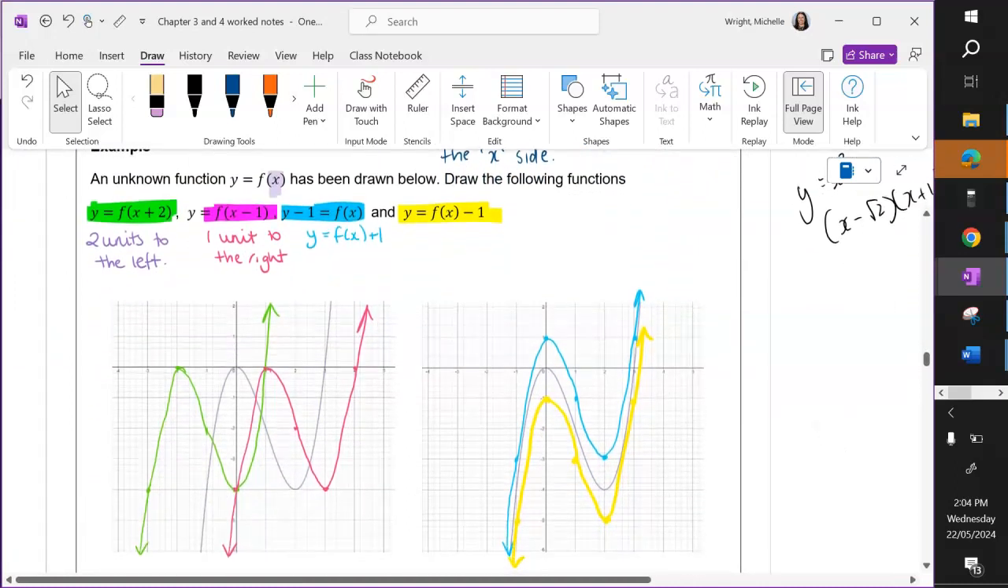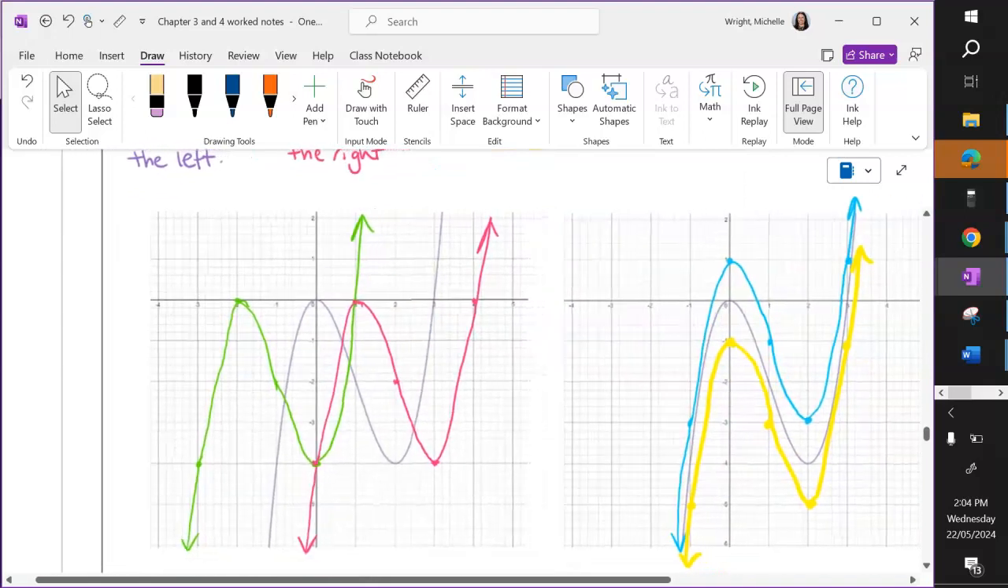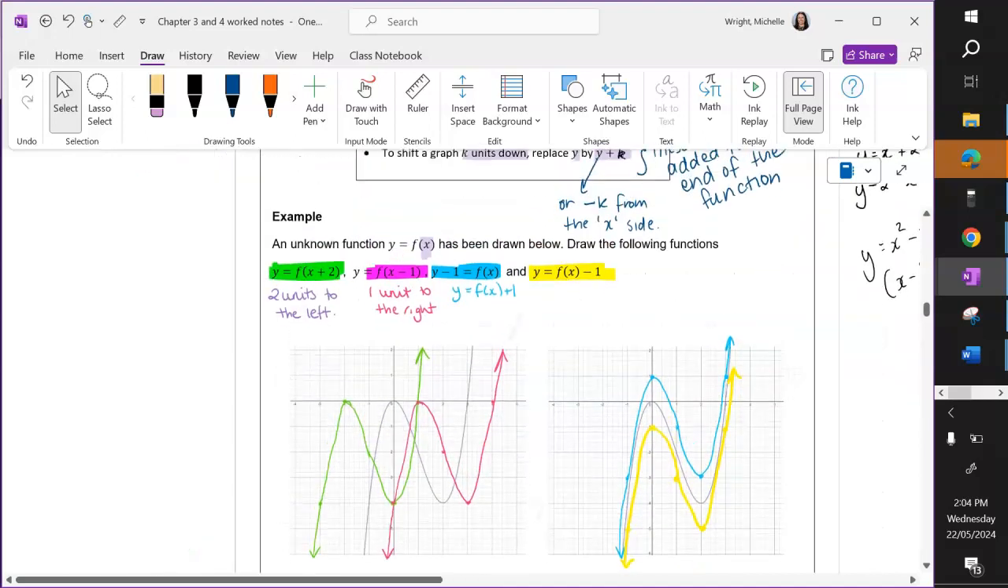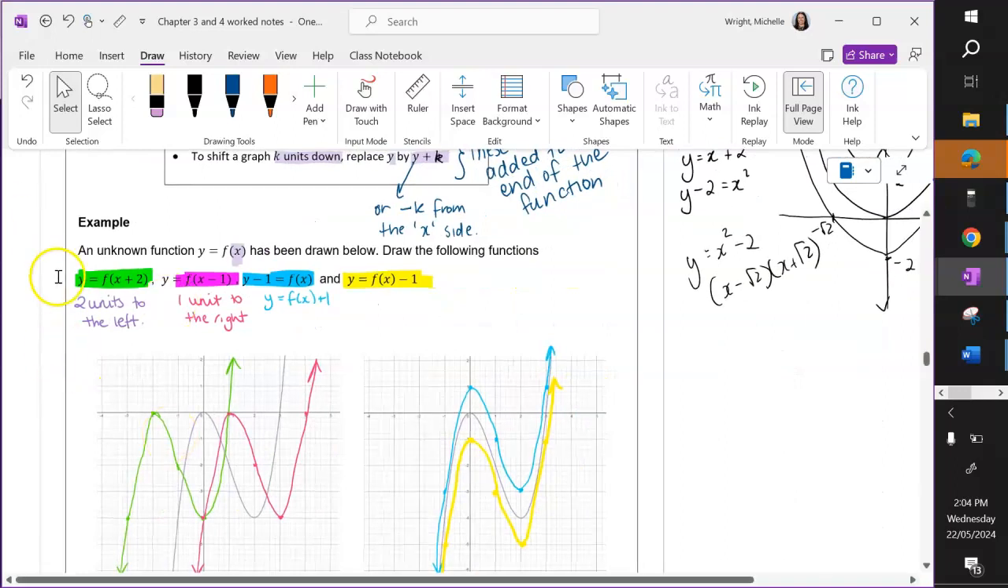So on your graph paper in front of you, you've got this grey graph here. We don't know what it looks like. We're going to call it f of x. Okay, it could be any function f of x, and we need to know how to shuffle that graph around. If I was going to try and draw y equals f of x plus 2, we know that when we've got that in the brackets and it's with the x, the plus 2 moves our graph 2 units to the left. And that would become the green graph here.